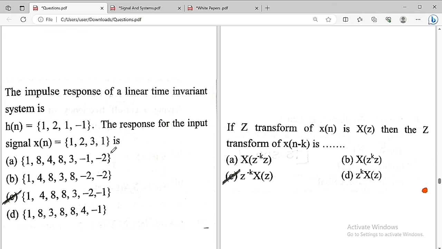So basically they have taken an LTI system, a linear time invariant system. For this system they are given the impulse response h of n, and the input is also given. Then what is the corresponding output we need to figure out. Of the four options, option C, which is 1, 4, 8, 8, 3, minus 2, minus 1, is the correct solution of this question. So let's solve this numerical.